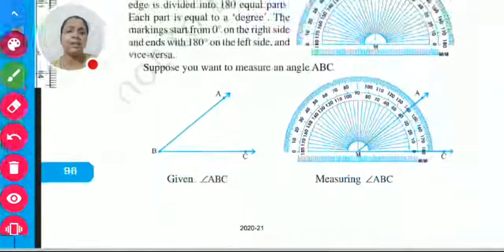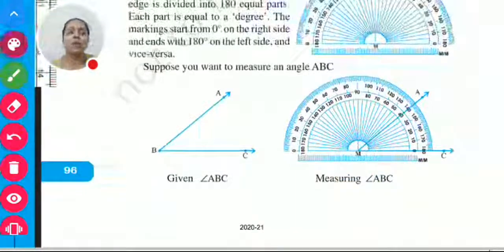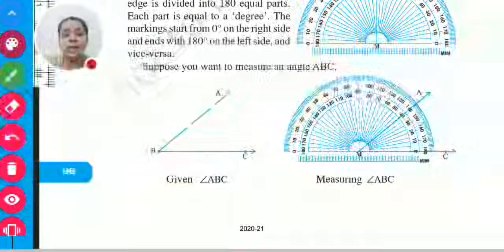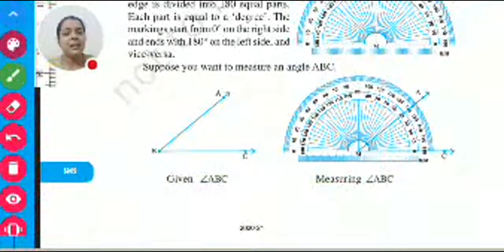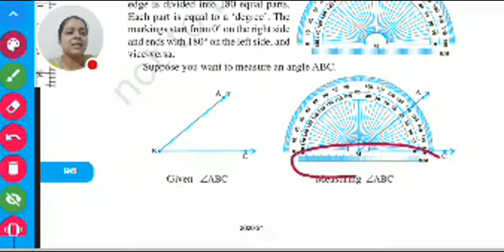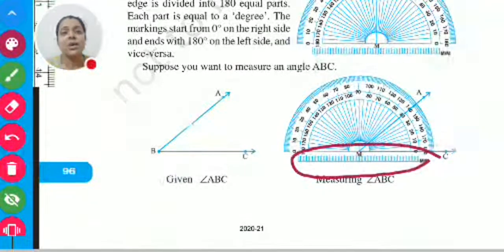Now coming to the next point. Here is the protector, we got to know. What extra do you need? So let me tell you, extra is a scale. If you don't have a scale, that is also not a big deal, because here you can see this is the scale showing here. But it does not require any numbering. Remember, it does not require any numbering.